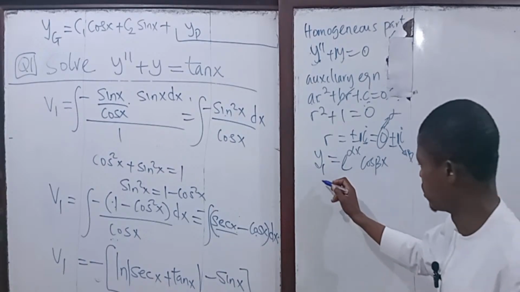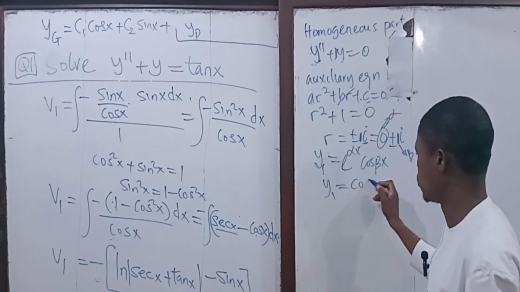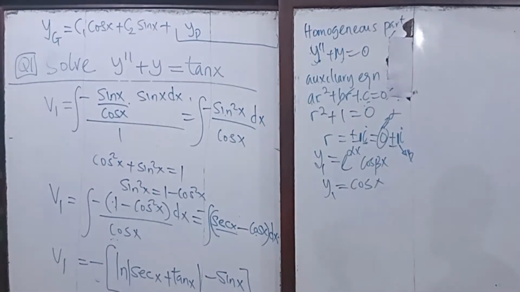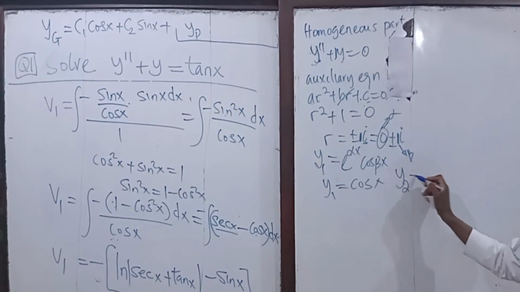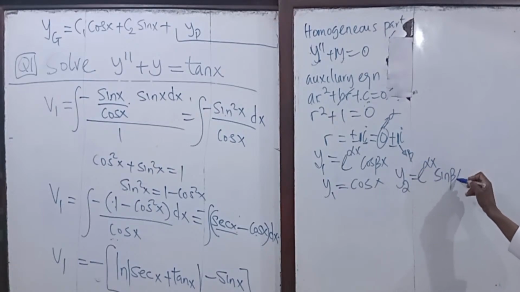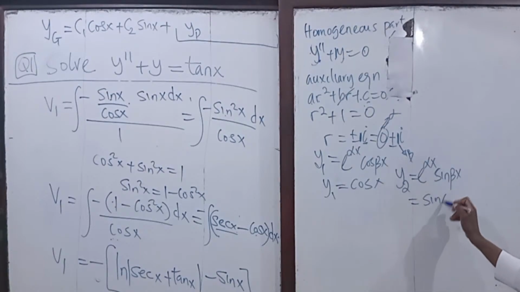So your solution y1 will be equal to cos x, because alpha is 0 and e to the power 0 is 1, and then beta is 1. Then you can get the second solution, which has this form, sine beta x, and that's equal to sine x.